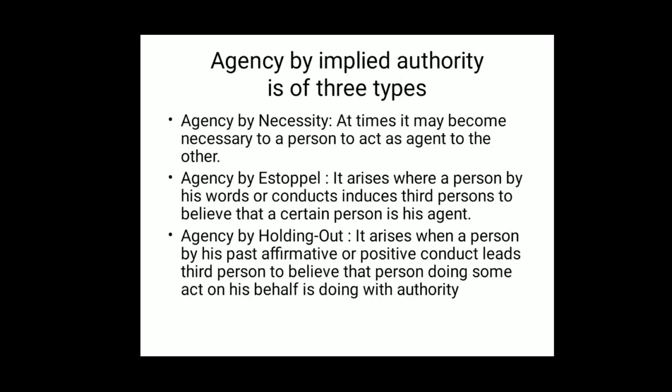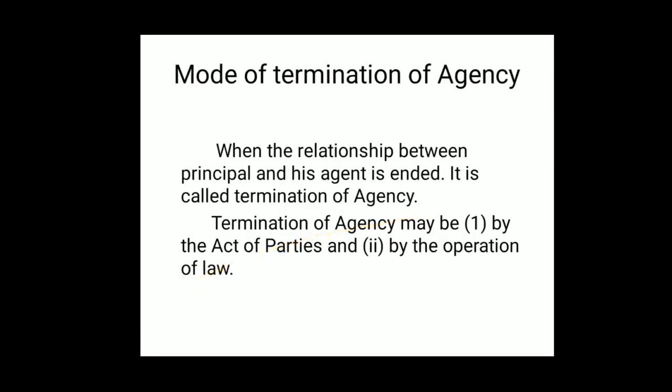See, here by his past positive conduct, because earlier 10 times, 20 times B has purchased the goods and given them to A, and A has done the payment. So it is possible. But if B now purchases the items and runs away, still A has to do the payment to the shopkeeper. Clear?